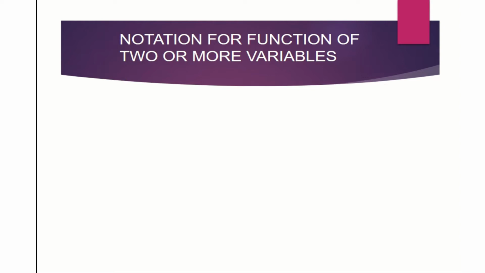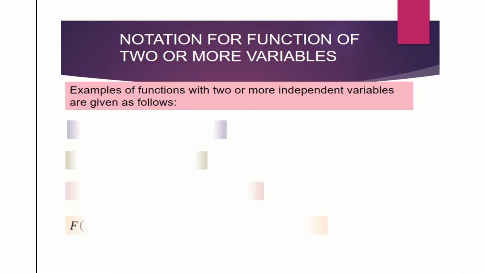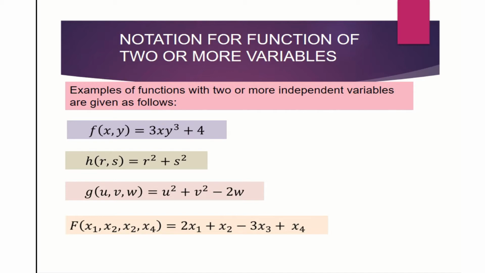Now let us consider functions with two or more independent variables. First we have f(x,y) is equal to 3xy cubed plus 4. Next we have h(r,s) is equal to r squared plus s squared. Next, we have g(u,v,w) is equal to u squared plus v squared minus 2w. And lastly, we have f(x1, x2, x3, x4) is equal to 2x1 plus x2 minus 3x3 plus x4.